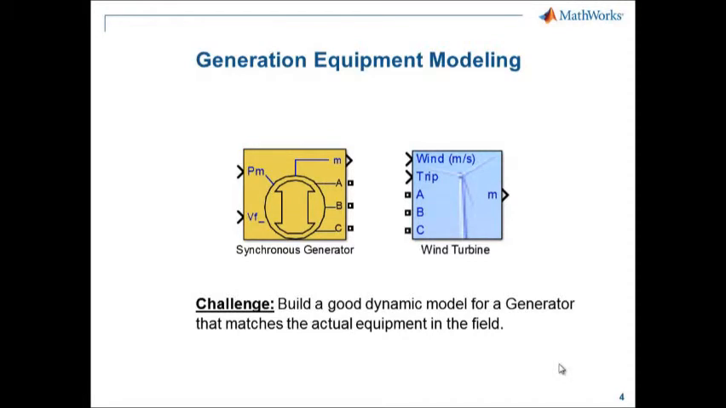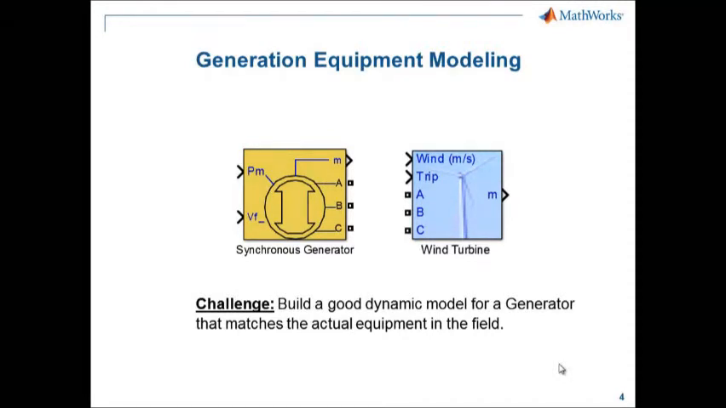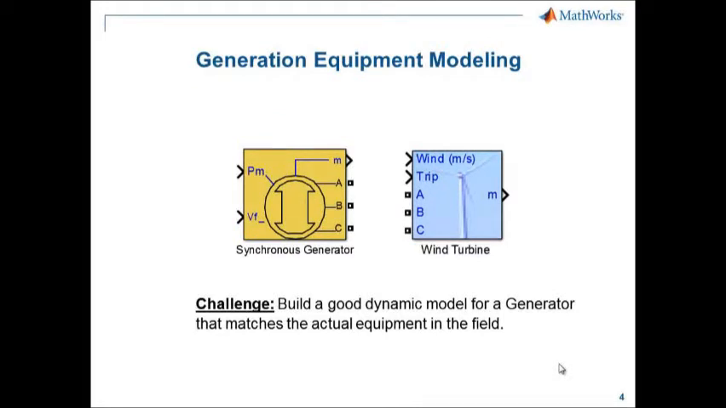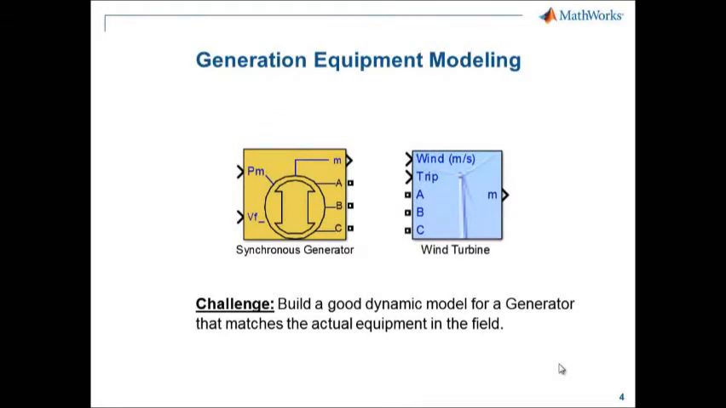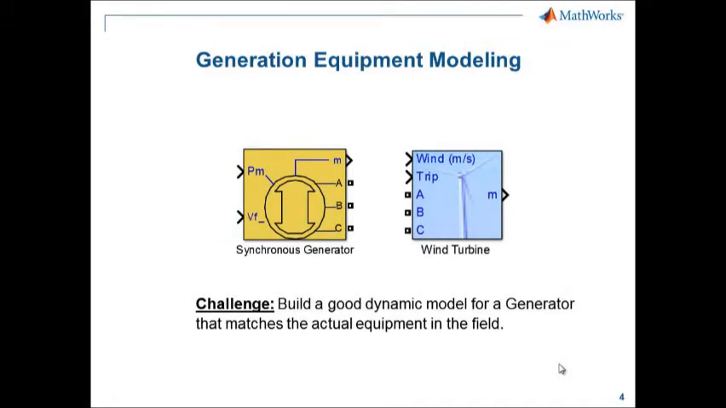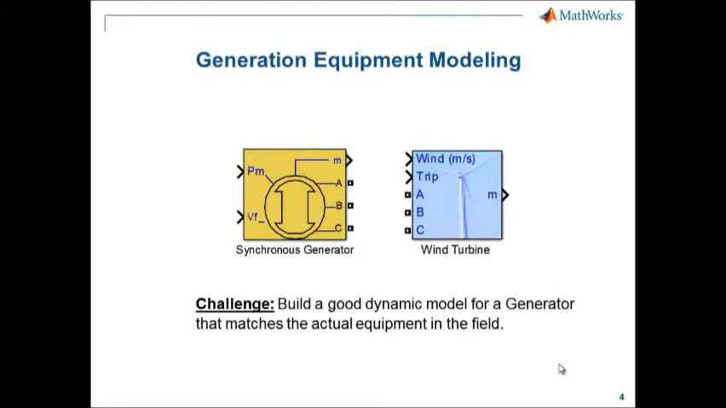Now, when the equipment is first commissioned, manufacturers do provide you with a set of parameters, but these parameters are rarely validated against field experiments, as well as when these equipments are used over long periods of time, their parameters do change because of rewindings or even retuning of the controllers. So it is necessary to periodically revalidate the models and to make sure they match with the actual equipment in the field. Now, there are two kinds of tests that you can be doing on these equipments.